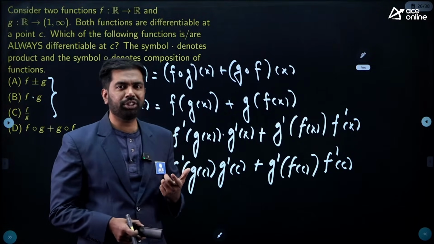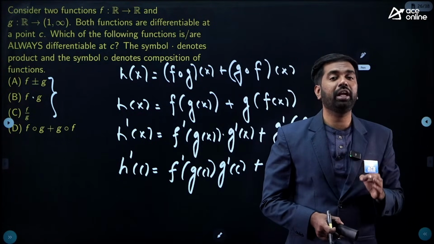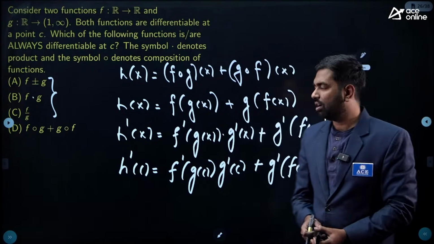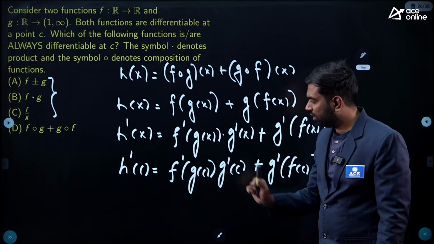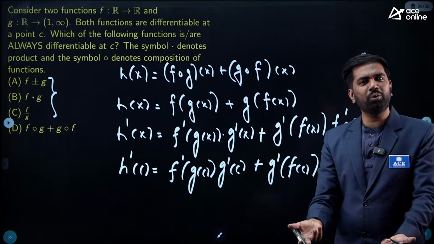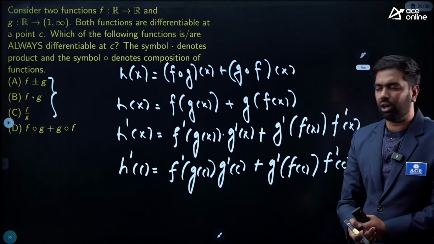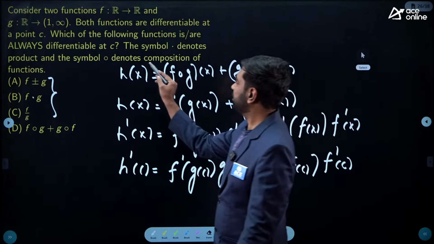If you look at the problem statement, it is given that f and g are differentiable at point c. But if you look at this, where do we need the derivative? We need the derivative of f at g of c. We don't know whether the function is differentiable or not at x equal to g of c. So I'll write that point. Check this.